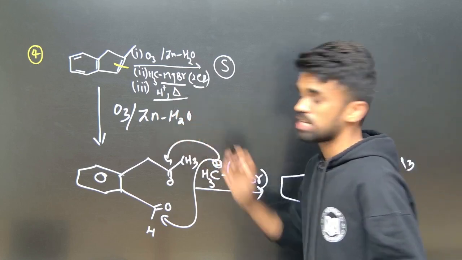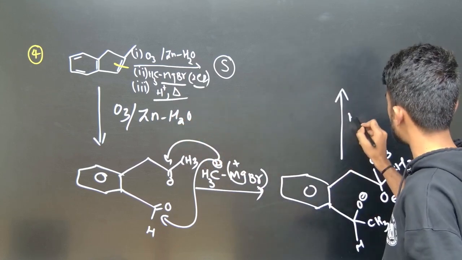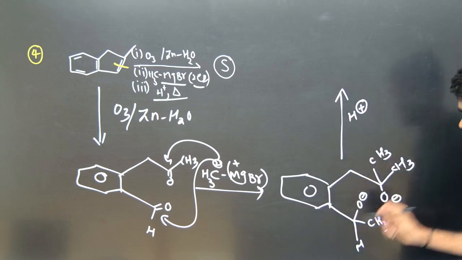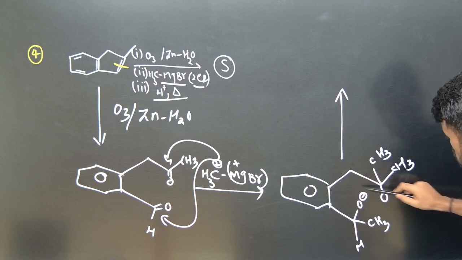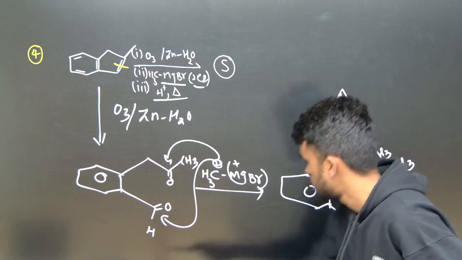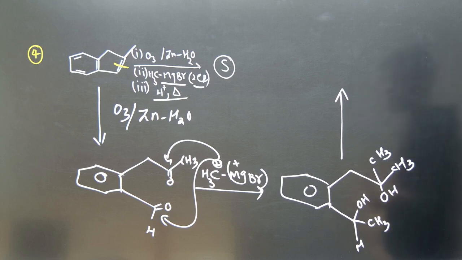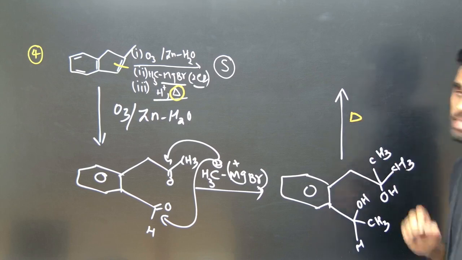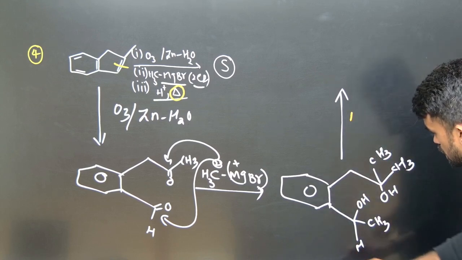So in the final step what we have? Addition of H plus, acidic medium now. So just add H plus. If we add H plus, what happens? These O minus groups convert into alcohols. So directly I am making these alcohols. So 2 alcoholic sites are generated. To this we are doing dehydration, heating condition is mentioned. So now look here, we can get one product.